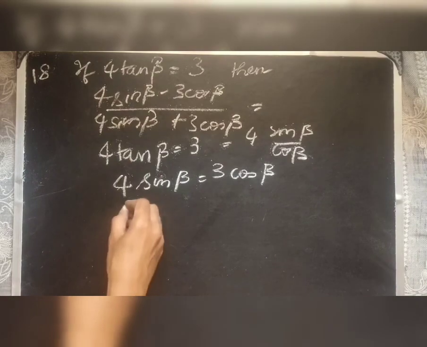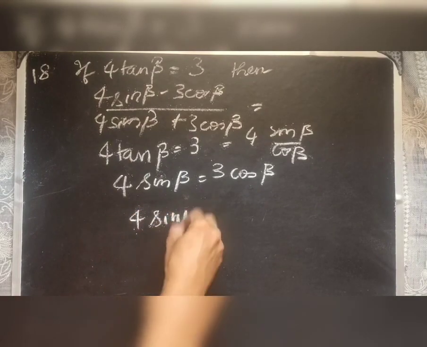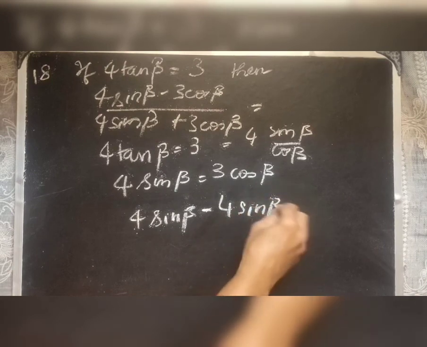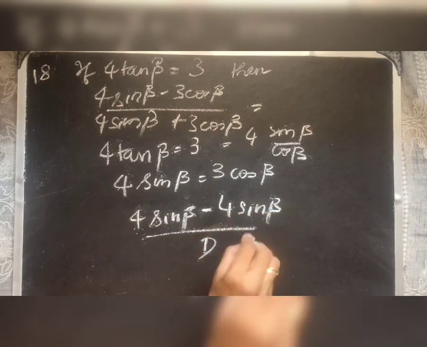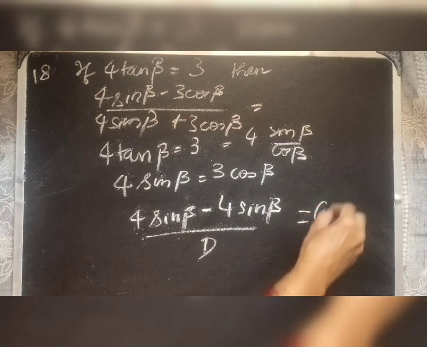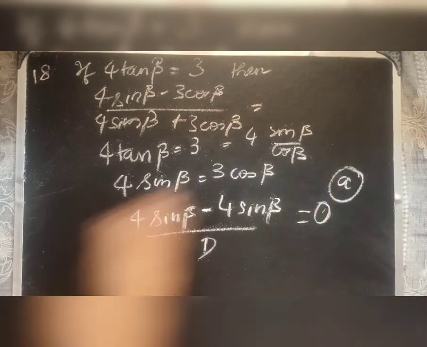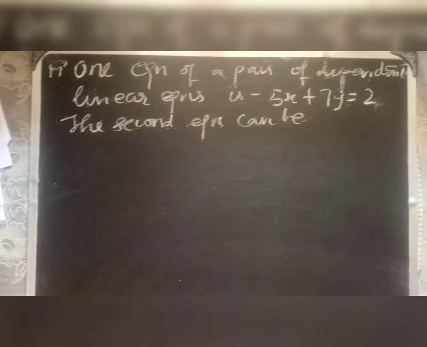So now just substituting here, what happens? 4 sin beta minus 3 cos beta is again 4 sin beta minus 4 sin beta, because we have already found that 4 sin beta equals 3 cos beta. So divided by whatever is the denominator, I am not bothered because the top has come to 0. So therefore option A is going to be my correct answer.